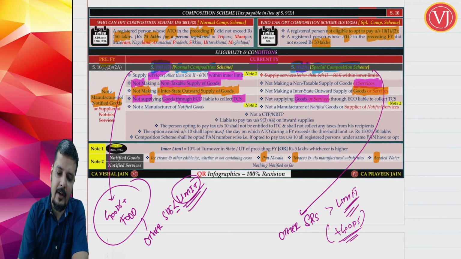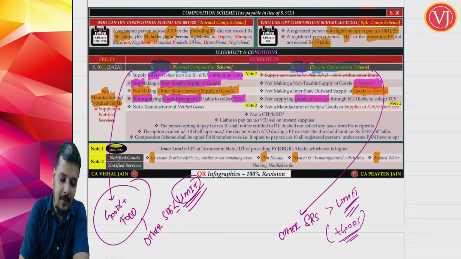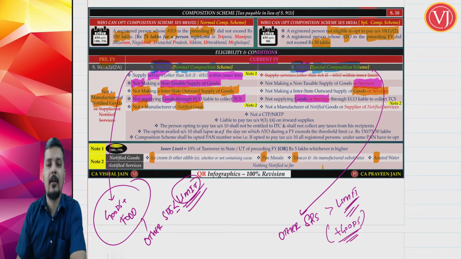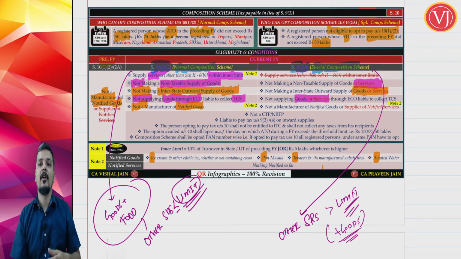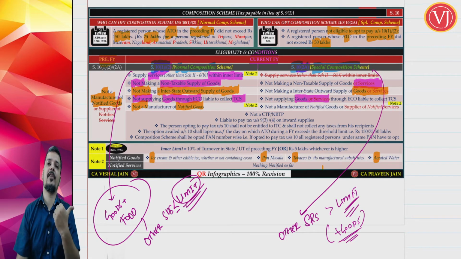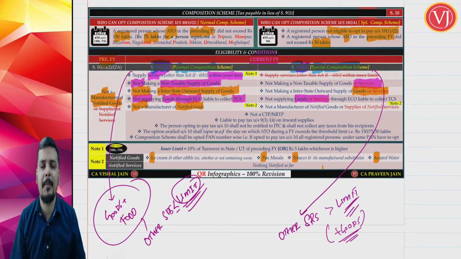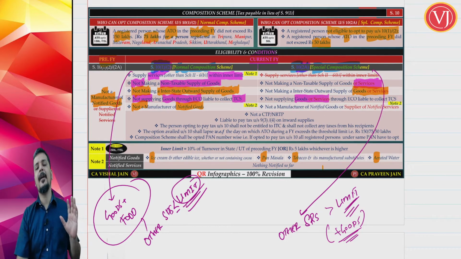Next, you are talking about you should not be a manufacturer of notified goods. Now this condition is both for previous year as well as current year. So in previous year also I should not be manufacturing notified goods, in current year also I should not be manufacturing notified goods. Now what are the notified goods? Same. PETA: Pan masala, ice cream, tobacco, aerated water.